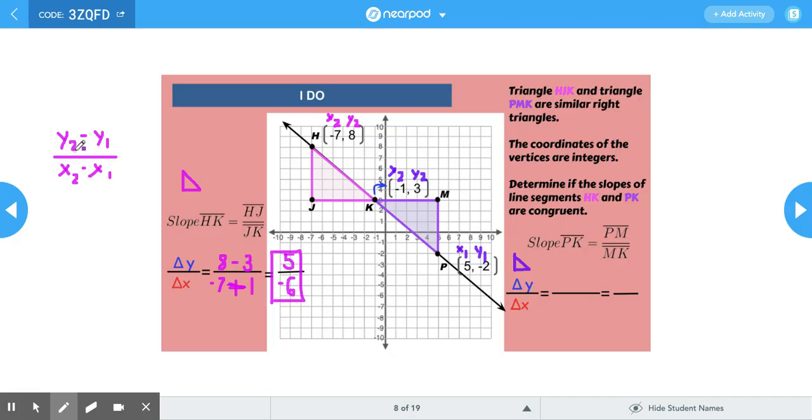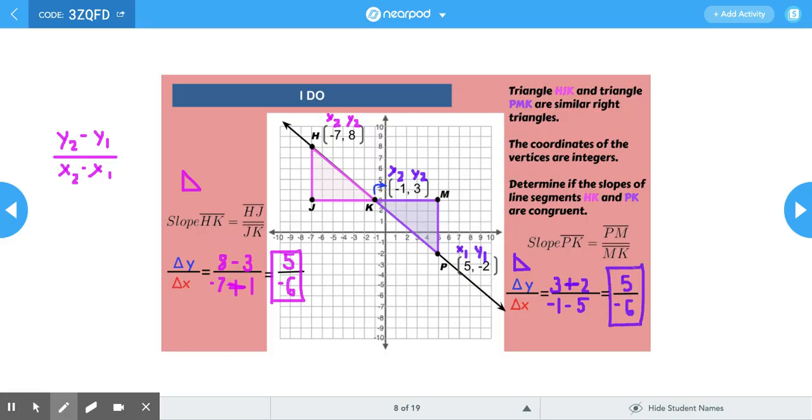And again, I'm going to use the equation y2 minus y1 over x2 minus x1. So y2 is 3 minus y1, which is negative 2. x2 is negative 1 minus x1, which is 5. Then we have 3 minus negative 2. 3 minus negative 2 is the same thing as 3 plus 2, which is 5. And then we have negative 1 minus positive 5, which is negative 6.